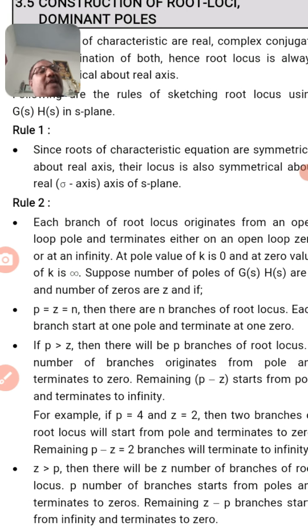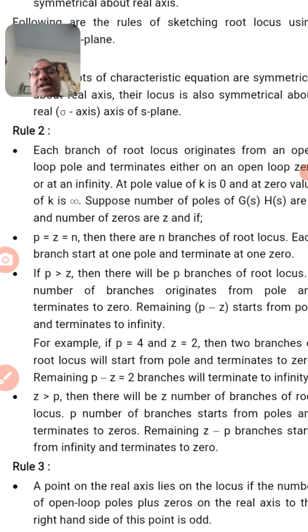That means it starts from pole 1 and terminates at zero 1. It starts from pole 2 and terminates at zero 2. It starts from pole 3 and may terminate at infinity. Or if there are no such zeros, then it will start from pole 1 and end at pole 2, and it may start from pole 3 and terminate at infinity, if there are only 3 poles and no zeros.